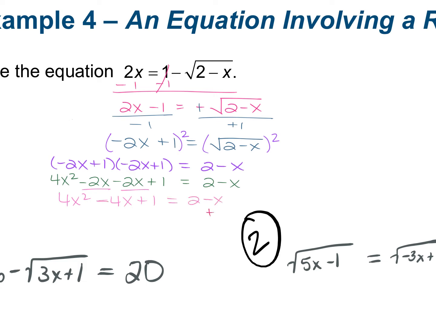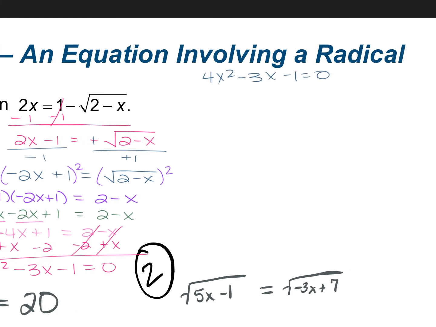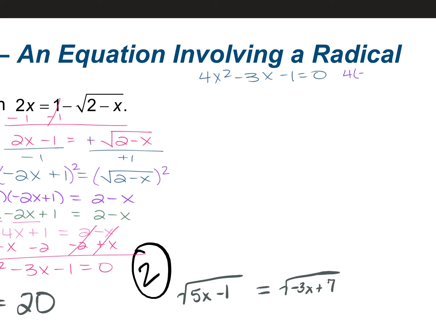So then move your x over, move your 2 over. So that's going to be 4x squared minus 3x minus 1 is equal to 0. Now with this, I'm just going to rewrite it up here. You can multiply the 4 times the negative 1. That gives you negative 4. Your factors of negative 4 that add up to be negative 3 are 1 and negative 4.